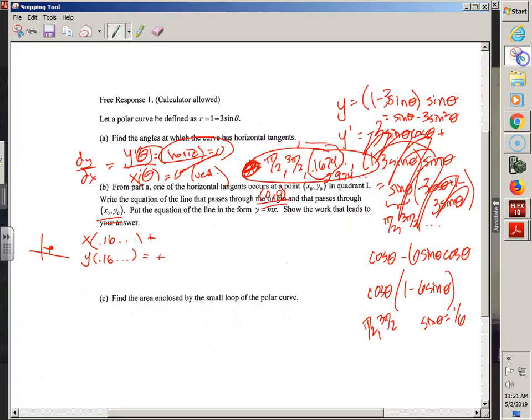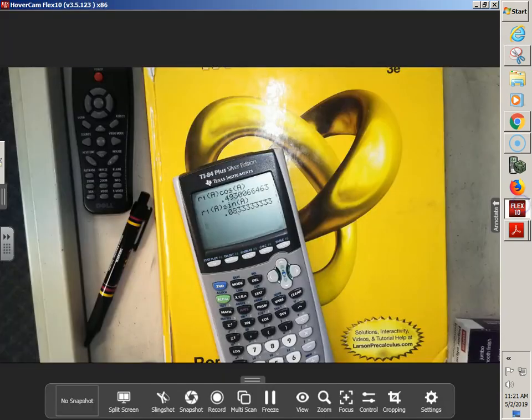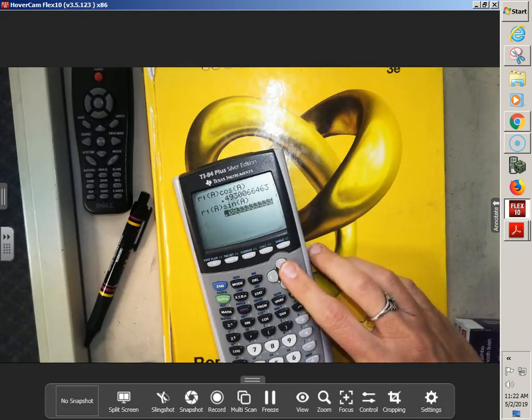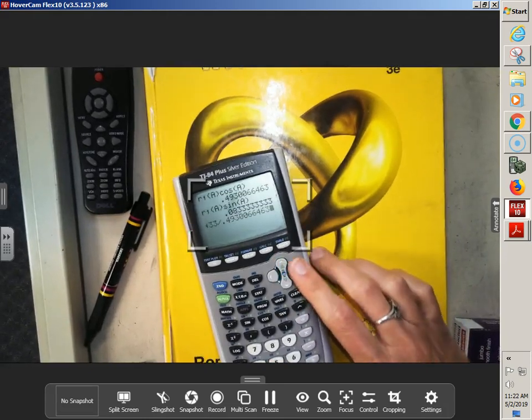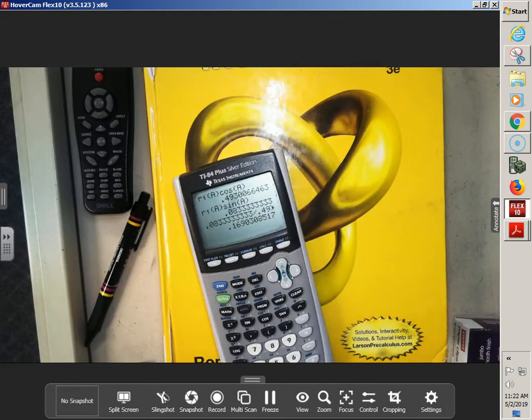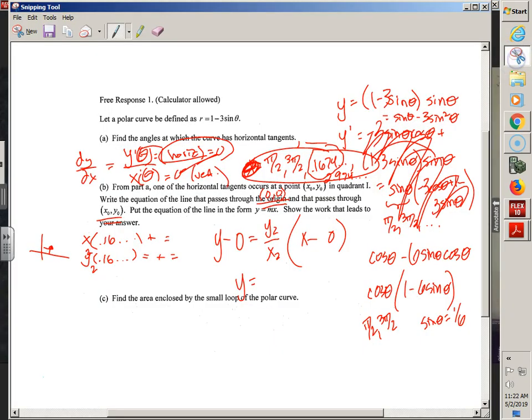I don't even have to worry about it, right? So I can say y minus the origin is equal to x minus the origin, and I can do my y2 over my x2, which is going to be y is equal to, and then coming back to my calculator, why not just divide the sine quantity by the cosine quantity, 0.169.